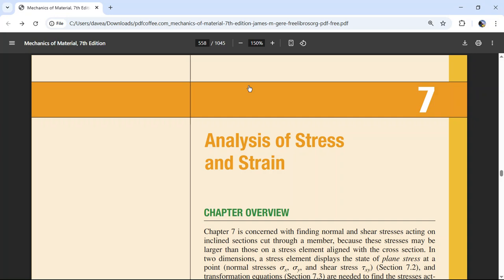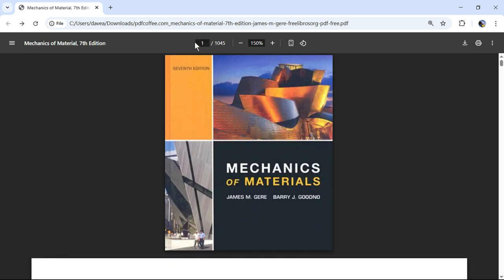Alright, we're going to go over one of the hardest chapters in material mechanics. This is Analysis of Stress and Strain. This textbook is Mechanics of Materials by James M. Gere.